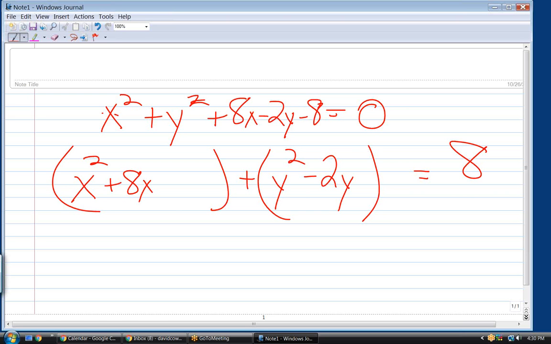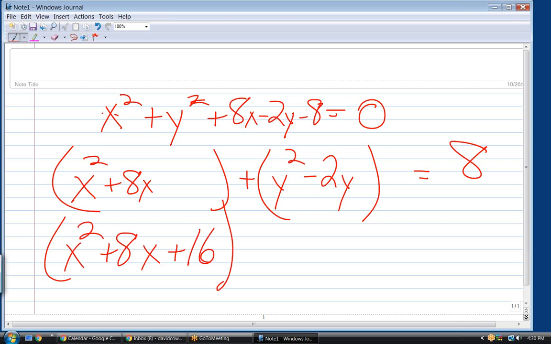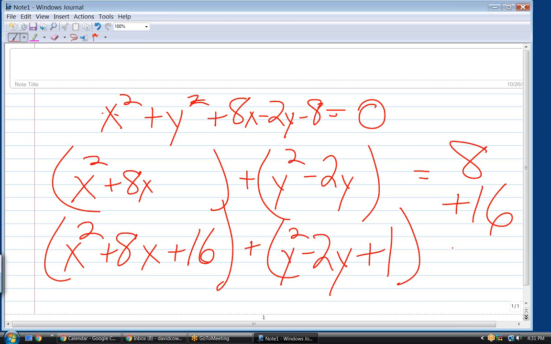Okay? How do you complete the square on the left? You divide by 2 and then square that. Okay? So this becomes what? X squared plus 8x plus 16. Alright, now the fact that I added 16 to the left side of the equation means I need to add 16 to the right side of the equation. Okay? How do I complete the square on the right? Divide by 2 and then square, which is plus 1. I have to add 1 to the right also.